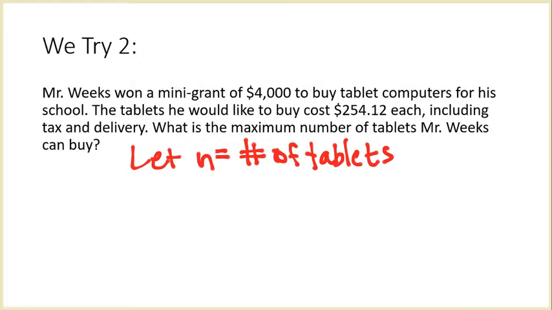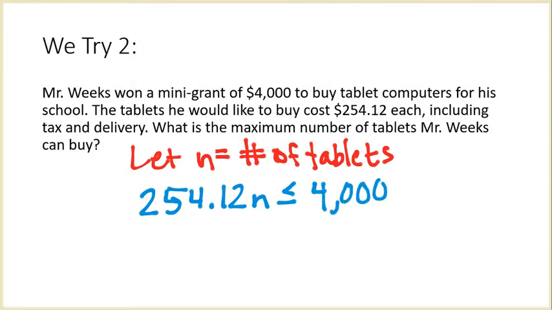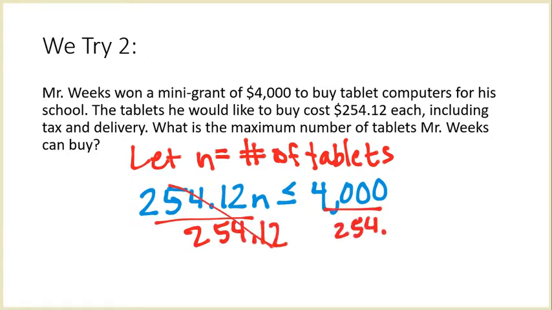Okay, so we know that 254.12 times the number of tablets is no more than 4,000. So 254.12 times the number of tablets has to be less than or equal to 4,000. So I'm going to divide both sides by 254.12 to get N by itself. And I'll get N is less than or equal to 15.74.